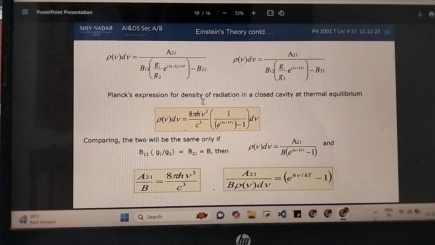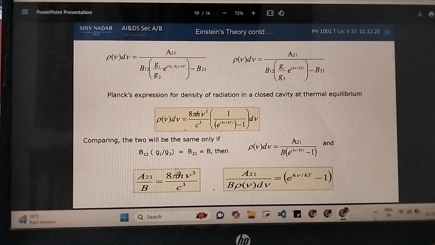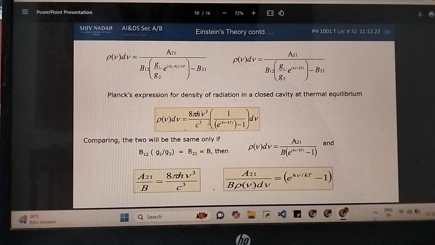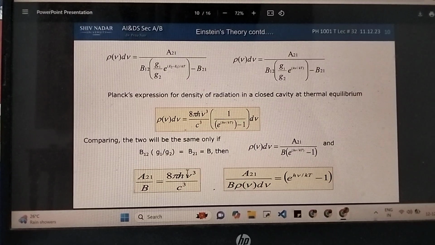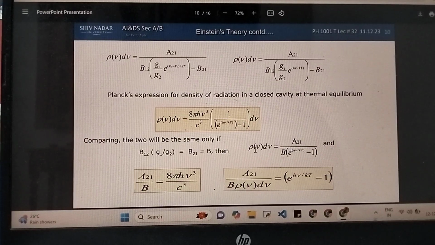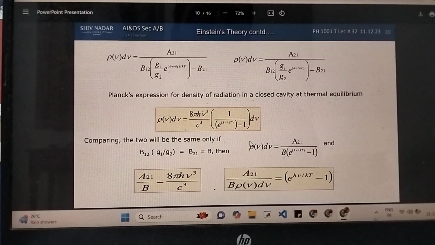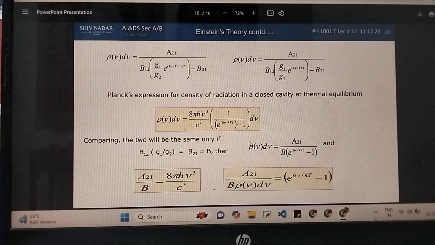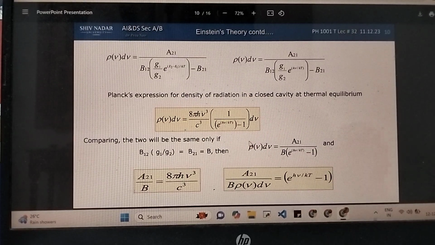So finally, again you take this and compare it with this. A21 upon B is equal to 8 pi h nu cubed upon C cubed. So this is the expression you get, or A21 divided by B rho nu d nu will be e raised to h nu by Kt. So finally, what do we understand from here?